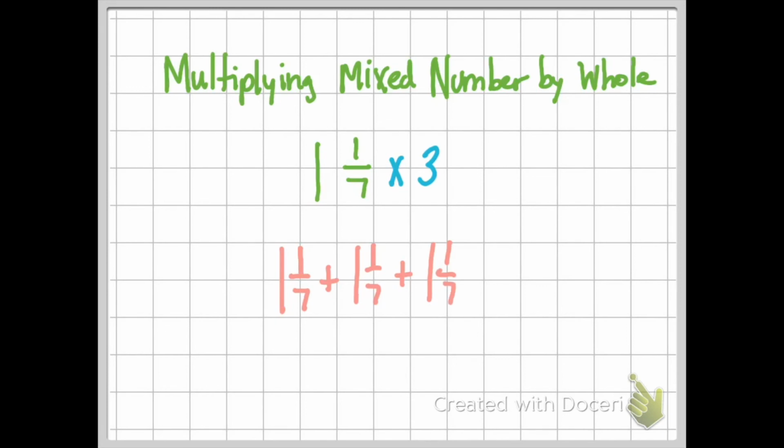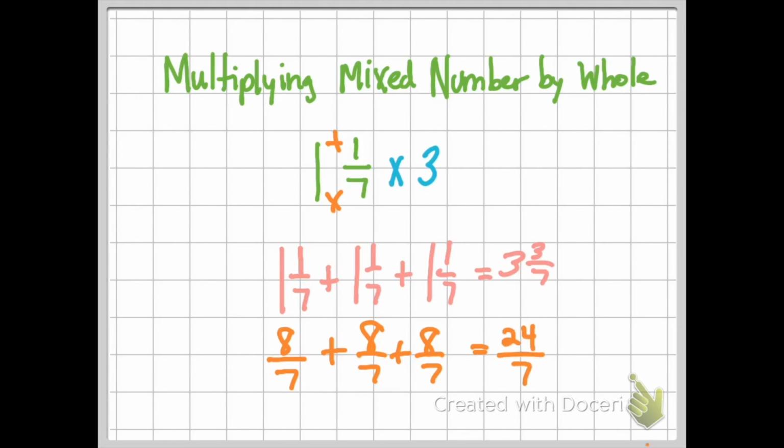Another way you can do this is rename your mixed number to an improper fraction and repeatedly add 8/7 plus 8/7 plus 8/7. Either way, you're going to end up with the same amount. So if you were to repeatedly add the mixed number, you get 3 3/7. Or if you were to add your improper fraction, you would get 24/7, which is actually equivalent to 3 3/7.